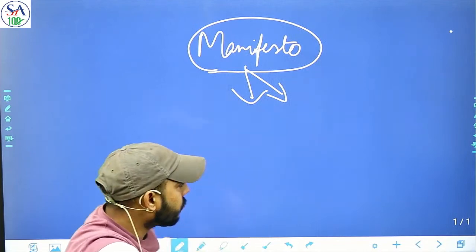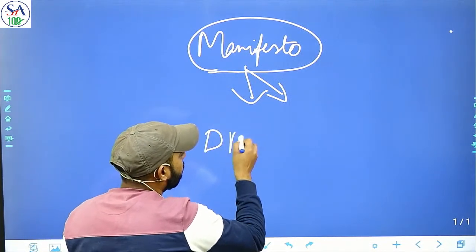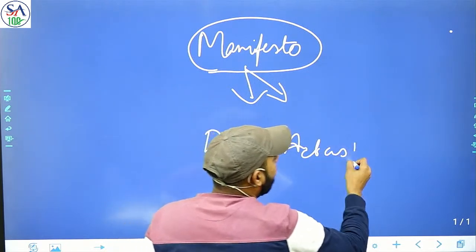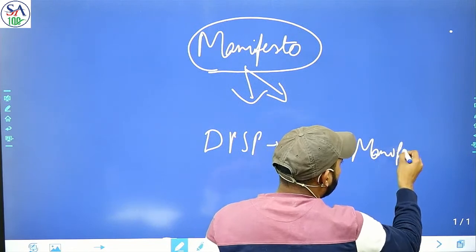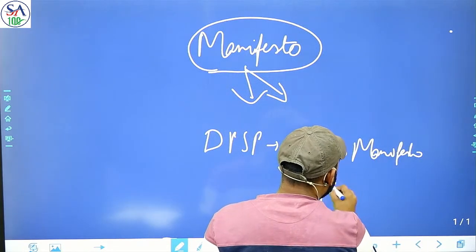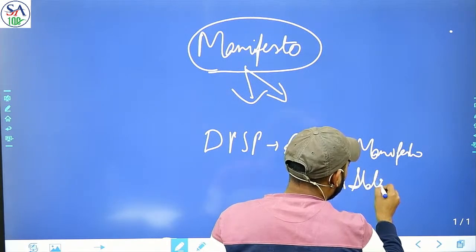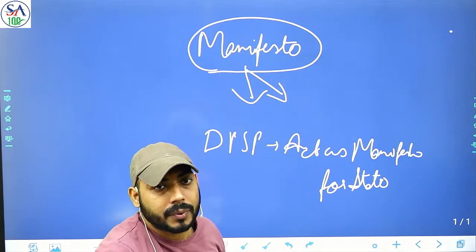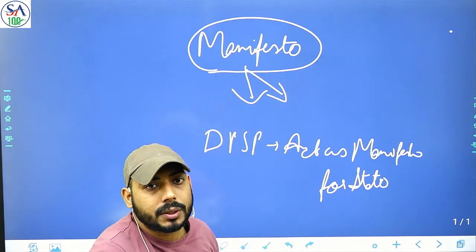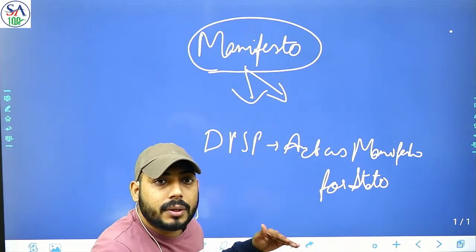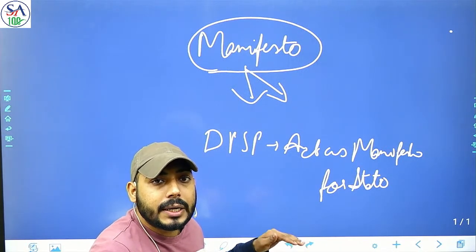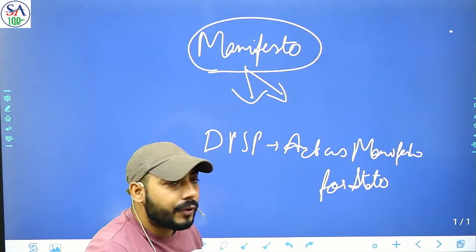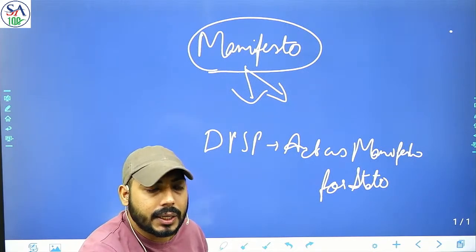Similarly, DPSP act as a manifesto for the state. It acts as a manifesto for the state, that while making rules and regulations, they need to follow the principles which are enshrined in the DPSP from Article 38 to 51. I hope everything is clear now.